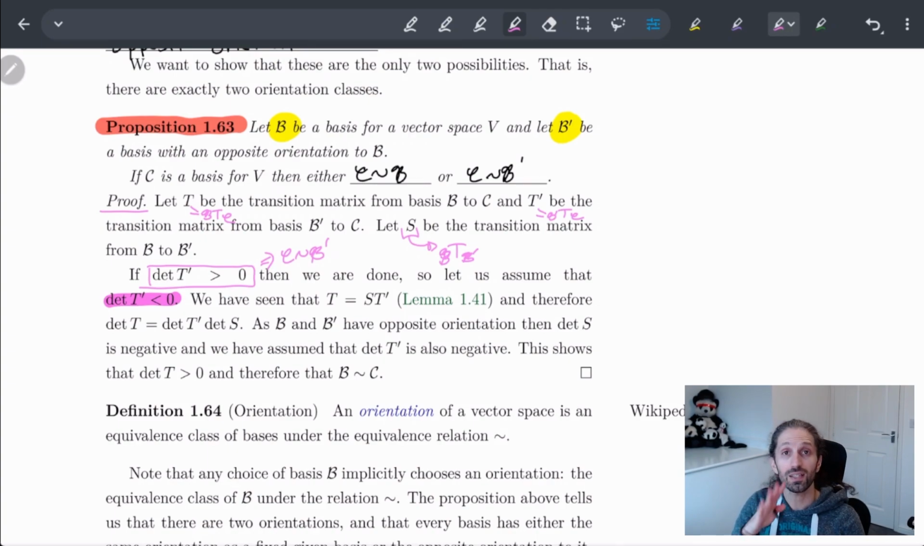Now, using the same lemma that we saw before, that we can multiply the transition matrices, we have that T is equal to S T prime. So remember, S takes us from B to B prime. And T takes us, let me double check, T takes us from B to C.